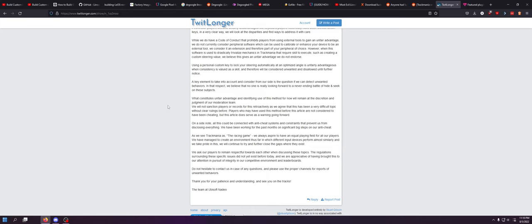As we see Trackmania as the racing game, we always aspire to have an equal playing field for all our players. We have managed to create an environment thus far in which different input devices perform almost similarly. We take pride in this. We will continue to try and further close the gap where they exist. We ask our players to remain respectful towards each other when discussing these topics. The regulations surrounding these specific issues did not yet exist before today, and we are appreciative of having brought this to our attention in pursuit of integrity of our competitive environment and leaderboards. Do not hesitate to contact us in case of any questions, and please use the proper channels for reports of unwanted behavior. Thank you for your patience and understanding, and see you at the tracks, the team at Ubisoft Nadeo.